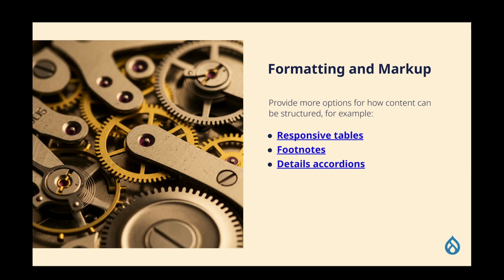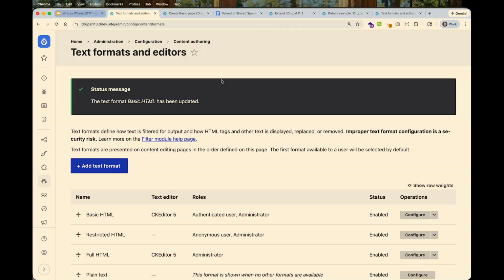So going back to that list that we just talked about, there are definitely a variety of ways that you can expand the formatting and markup options that are available. You can do things like turn tables into responsive tables so that they work well across different device formats, so mobile, tablet, those kinds of things. I've definitely worked with a couple of different CKEditor plugins around being able to have footnotes within your content, but one that I actually maintain is called Details Accordions, and so of course I'm going to be biased and say we should go ahead and use that.